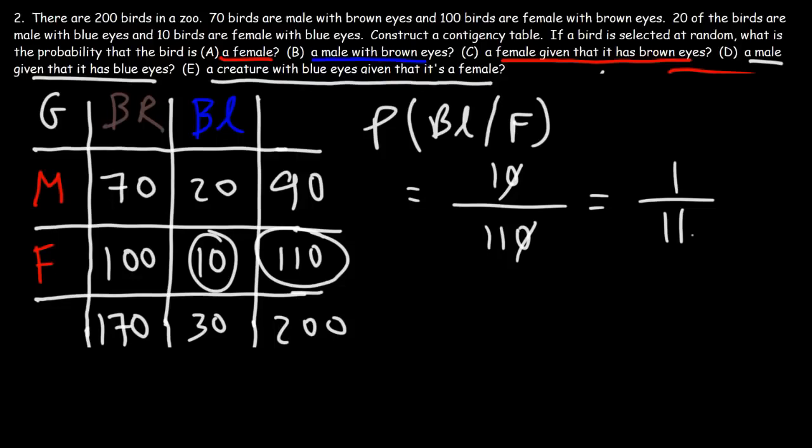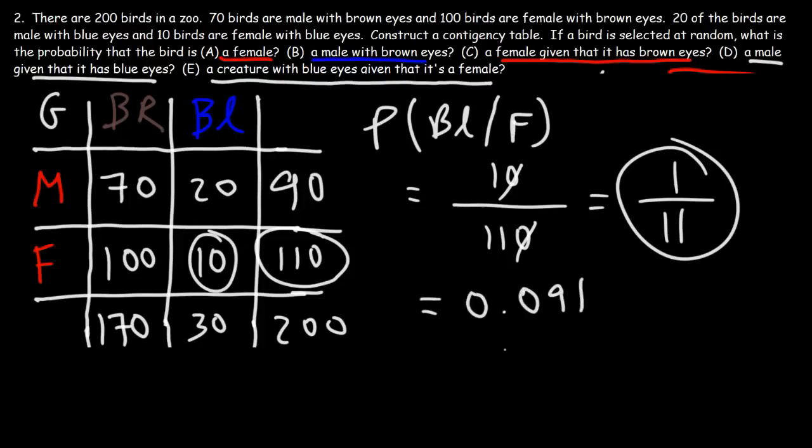Out of all the 110 female birds, 10 of those have blue eyes. And so this is it. That's all you got to do. It's 10 over 110, which reduces to 1 over 11. And let's turn that into a decimal value. So that's approximately 0.091 if you round it. So there's a 9.1% chance of selecting a bird with blue eyes given that it's a female.